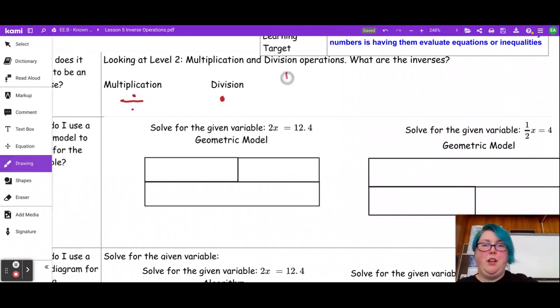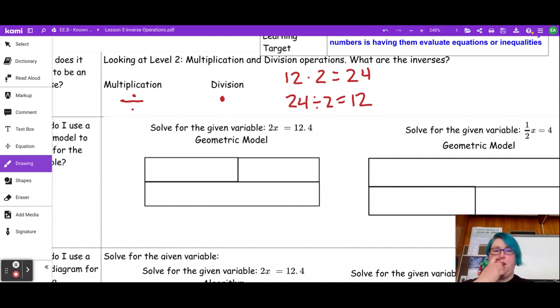For example, we know 12 times 2 equals 24. The opposite of that, we would do 24 divided by 2 equals 12. So if you have multiplication, the inverse, the opposite, is division. If you have division, the inverse is multiplication.